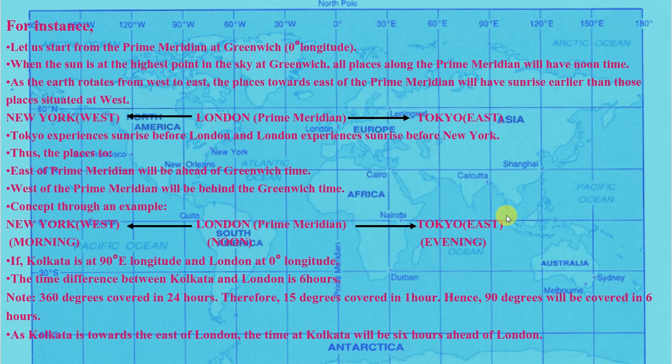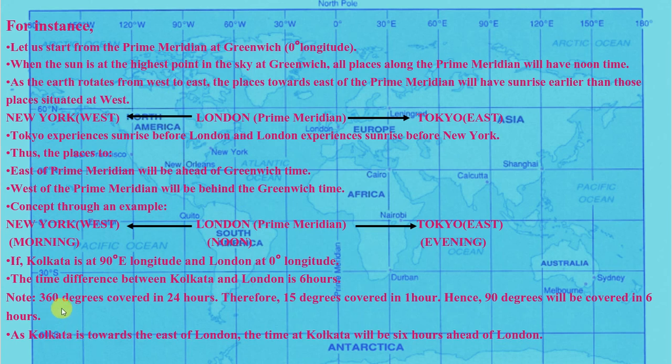If we subtract the longitudes, we find 90 degrees. And we know that in 1 hour we have 15 degrees. Let us divide 90 degrees by 15 degrees. What will you get? 6. So the time difference between Kolkata and London is 6 hours.